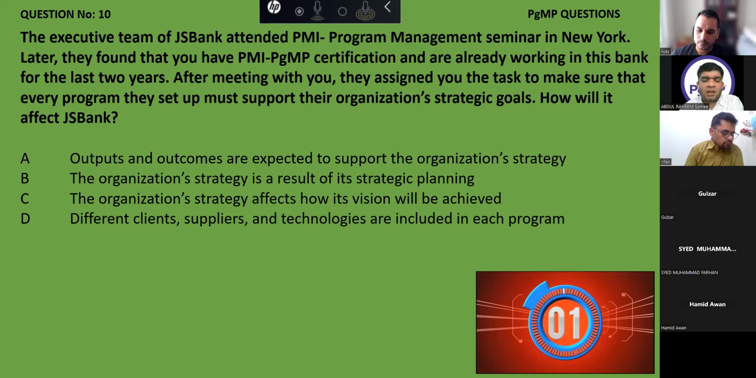We are not in the benefits domain. We are not in stakeholder engagement. We are directly in strategic management. The keyword here is that every program must support their organizational goals. So how will it affect? Option A, outputs and outcomes are expected to support their organization strategy. This can be the right answer because outputs and outcomes are the end results of the program. Option B, organization strategy is a result of its strategic planning. Is it right or wrong?